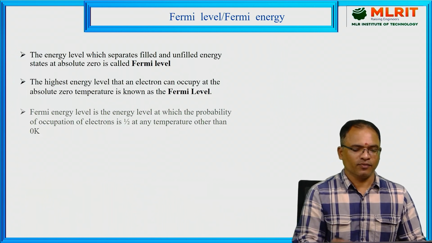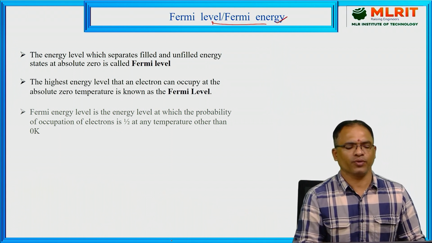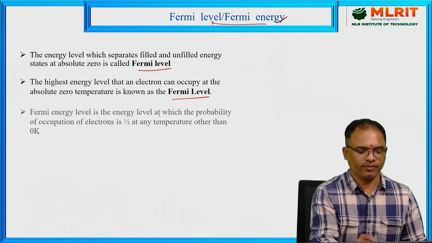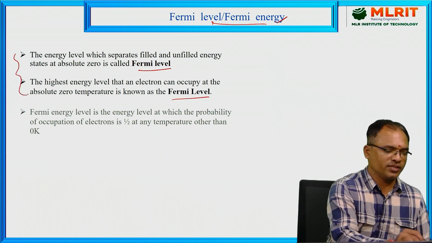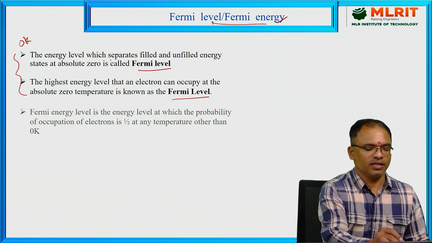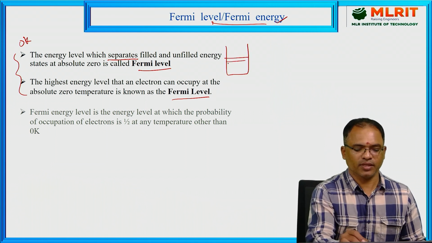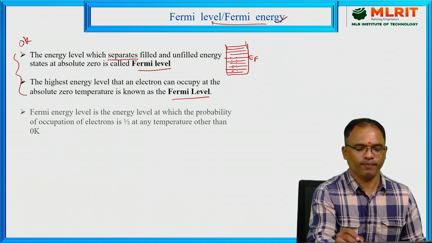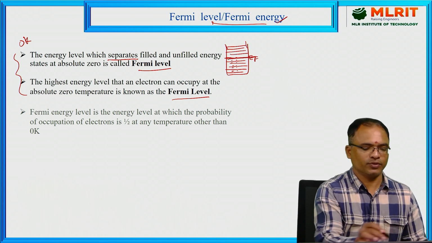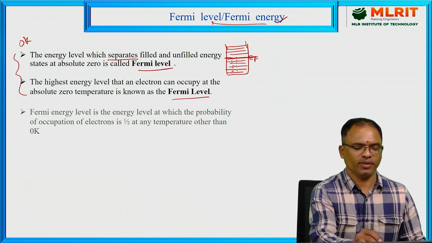So that is the Fermi level or Fermi energy. Based on the above discussion, again we are going to give some definitions for the Fermi level. These are the two definitions of the Fermi level at T equal to 0 Kelvin. At T equal to 0 Kelvin, the energy level which separates filled and unfilled states is called the Fermi level. So these are the energy levels which are occupied. These are the energy levels which are unoccupied. This is the Fermi level. So at T equal to 0 Kelvin, the energy level which separates filled and unfilled states is called the Fermi level. This is one definition.